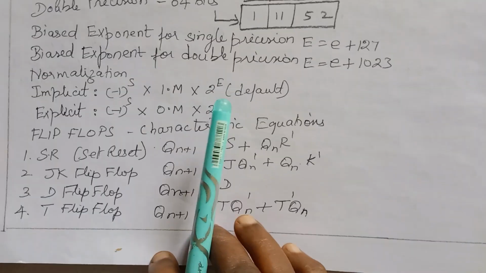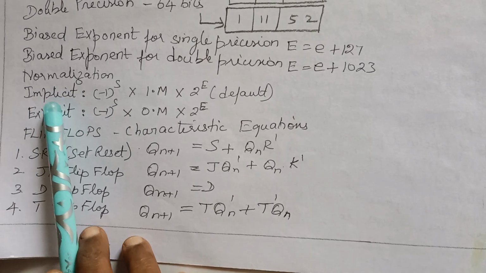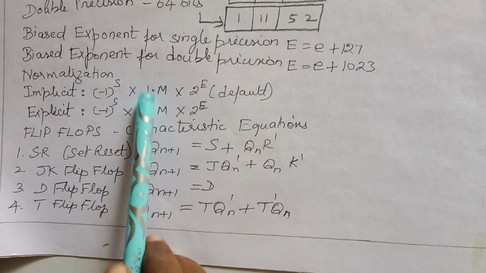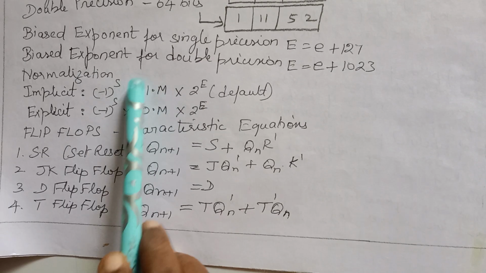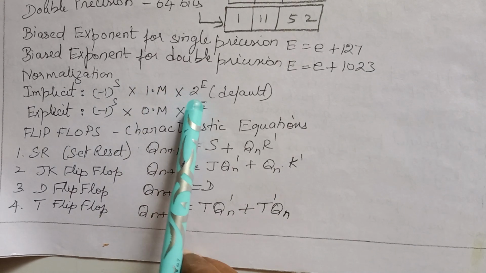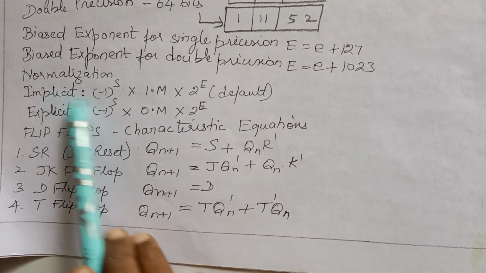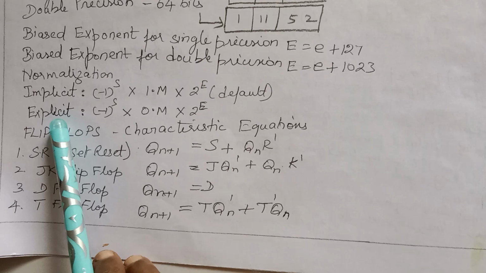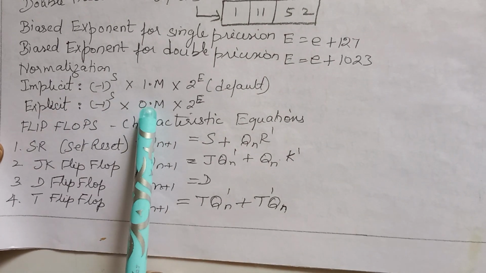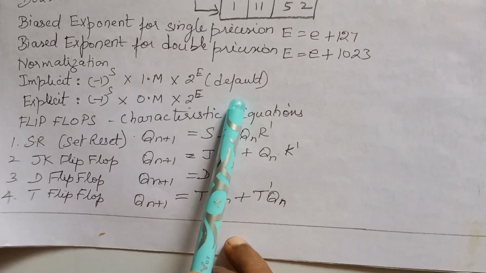So normalization. Here, how to write it in the form? Default is implicit. So implicit means the first bit is the sign bit, so (minus 1) to the power s into 1 point m. So we write it in the form 1 point mantissa into 2 power e. Implicit is the default. If nothing is given, you can use this. Otherwise, if it is explicit, the sign bit, then 0 point m, that is 0 point mantissa into 2 power e.